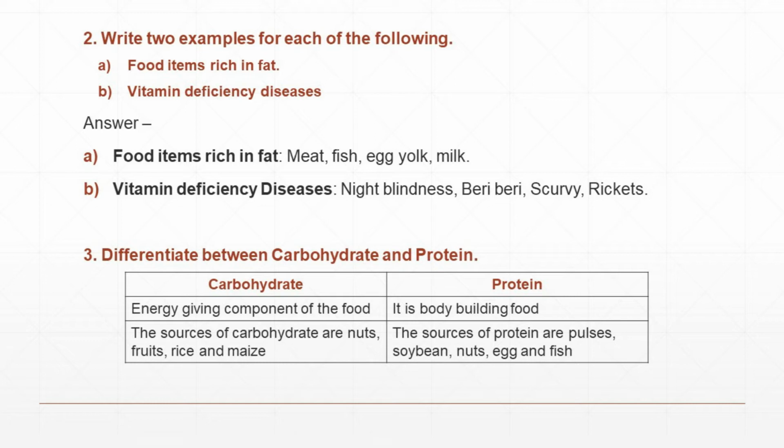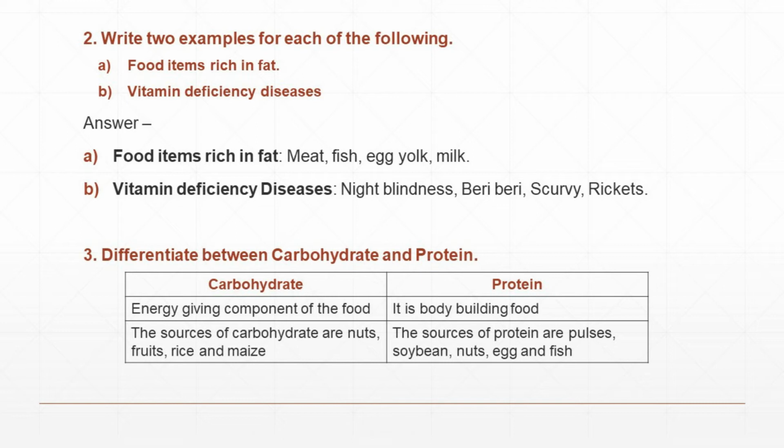Third question, differentiate between carbohydrate and protein. First, I'll read carbohydrate, energy giving component of the food. The sources of carbohydrate are nuts, fruits, rice, and maize. Protein, it is bodybuilding food. The sources of protein are pulses, soybean, nuts, egg, and fish.